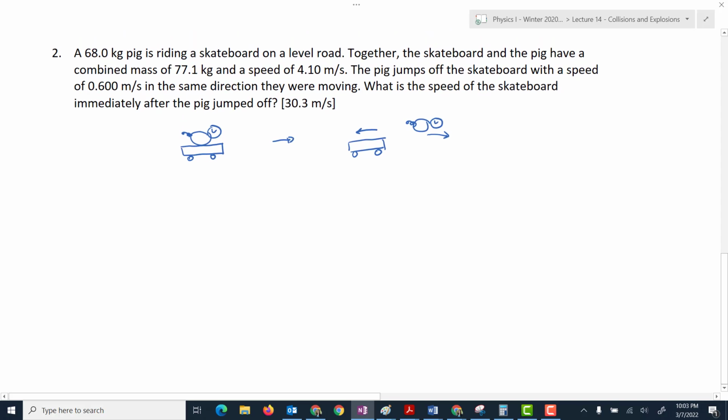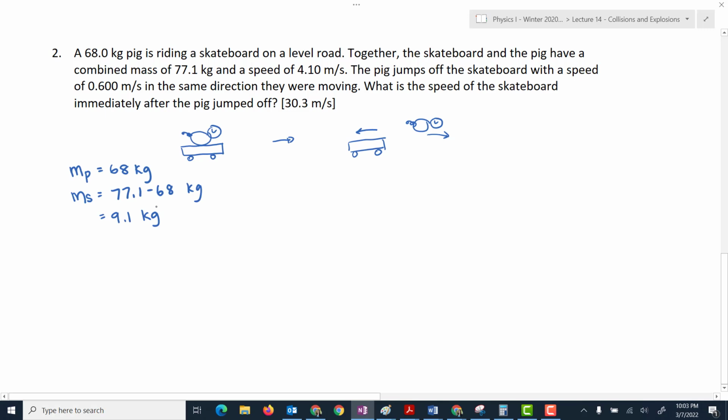So we have a 68 kilogram pig riding a skateboard. Together, the skateboard and the pig have a combined mass of 77.1 kilograms. So the mass of the pig, I'll just write this out, is 68 kilograms, and then the combined mass is 77.1. If we wanted just the mass of the skateboard, we'd have to do 77.1 minus 68 kilograms, which is 9.1 kilograms. So that's the mass of the skateboard.